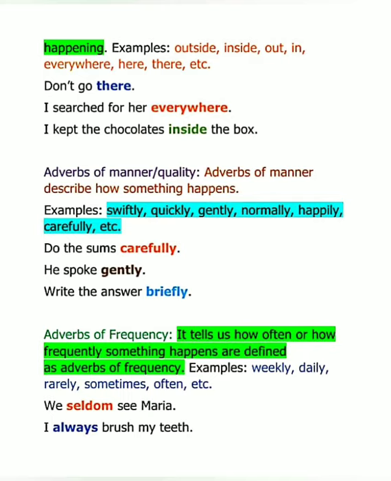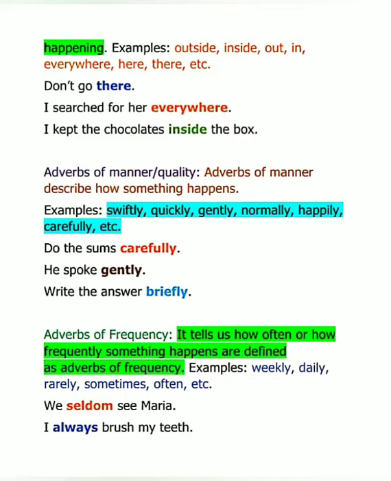Moving forward, adverbs of manner or quality. So it describes how something happens. Okay, it answers the question how or in what manner an action is done. Now for example, swiftly, quickly, gently, normally, happily, carefully, etc. are the examples. These are the words which come under adverbs of manner or quality. Let's see some sentence examples.